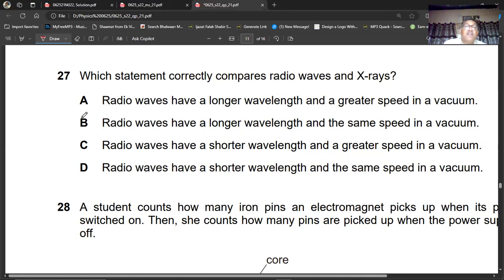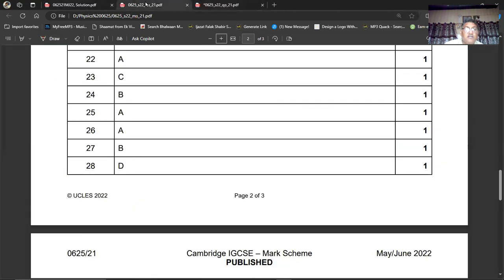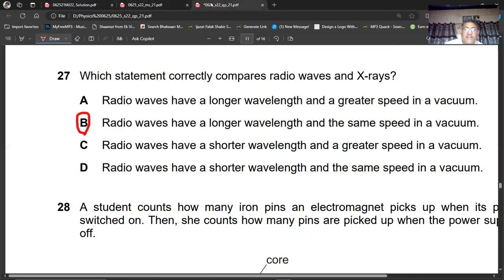The frequency of the radio waves is less than the frequency of the X-rays. So the radio waves have a longer wavelength and the same speed in a vacuum. Their speed is the same, okay? All the electromagnetic waves have the same speed. So I think B is the choice, which is right.